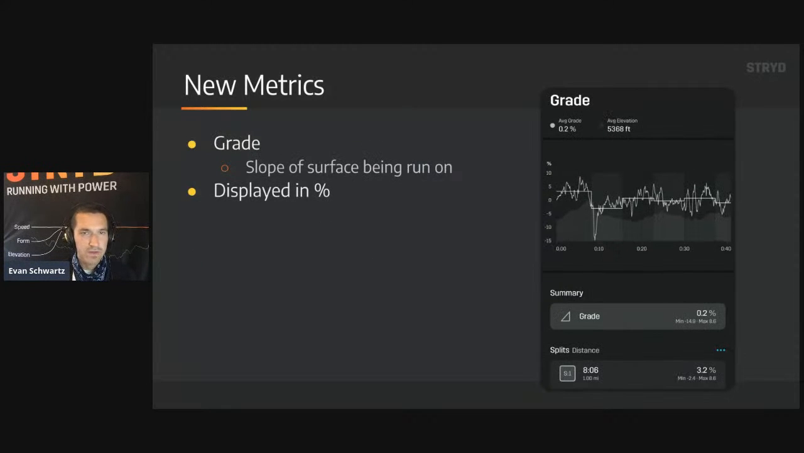Next one is grade, and grade is the slope of the surface being run on, and it's displayed in a percentage. So again, we'll be able to see the minimum, the maximum, and the average. This is something that might be more useful to people training for a specific race. If you're trying to simulate the grade of a hill that you're going to run on race day, you want to find a specific section in an area local to you and practice hill repeats up it or incorporate certain types of grades in your training. This is a great way to look at specific sections and be able to identify the grades there.